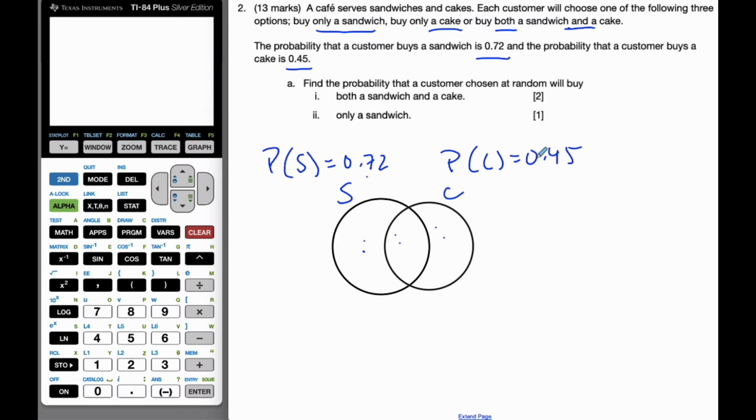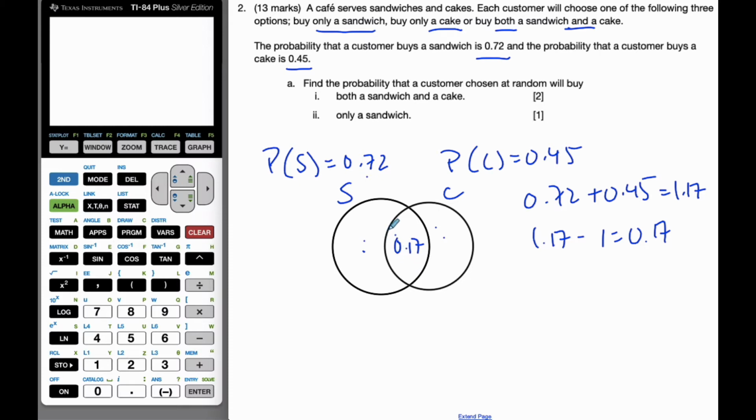But when I look at those, already I know that some of these sandwich people also eat cake. So when I add 0.72 plus 0.45, I get 1.17, which means if I subtract 1 from that, the overlap region here is 0.17.